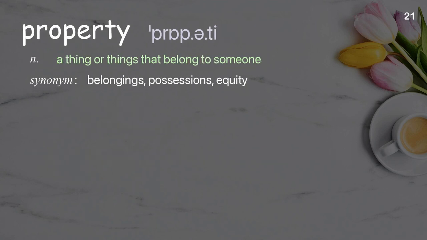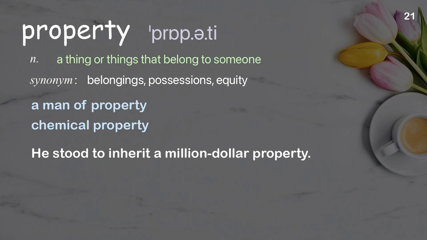Property: a thing or things that belong to someone. Examples: a man of property, chemical property. He stood to inherit $1 million property.